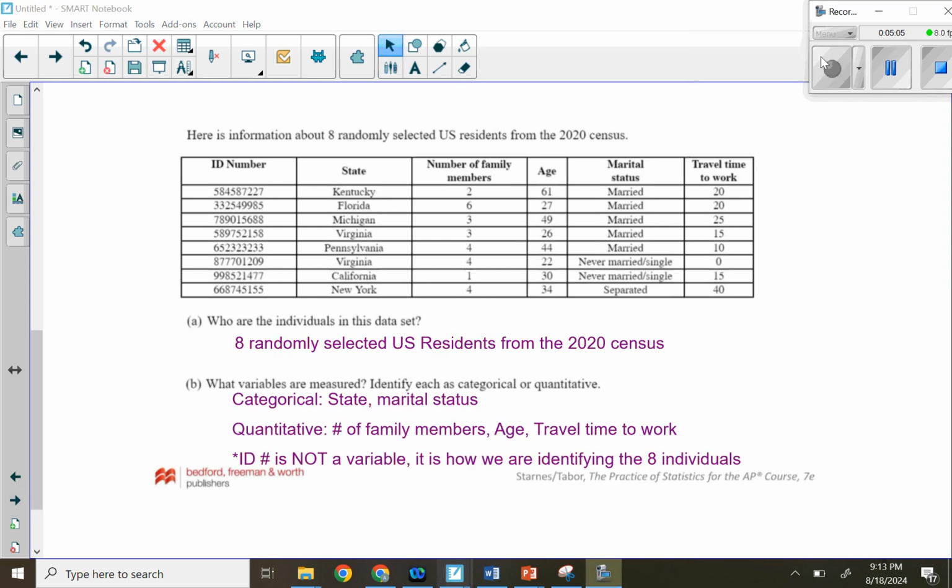Okay, so our individuals are the 8 randomly selected U.S. residents from the 2020 census. Our categorical variables are state and marital status. Quantitative are the number of family members, the age, and travel time to work. Now, the ID numbers are not a variable. Each one is unique to an individual. It's just how we're identifying those 8 individuals.